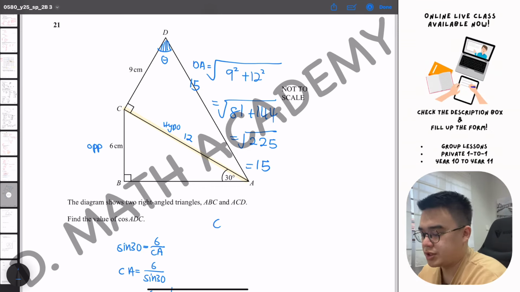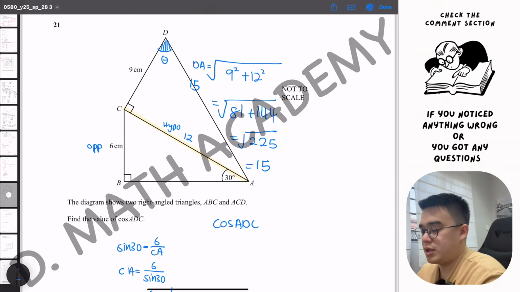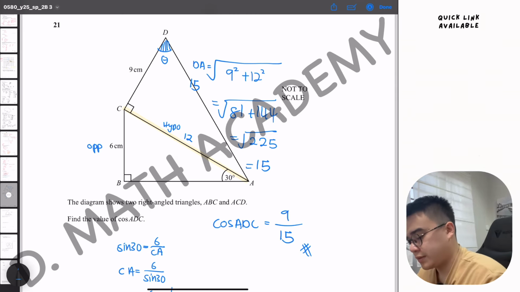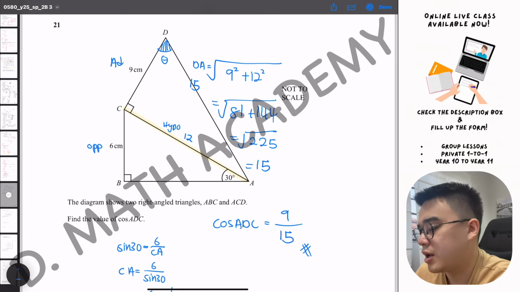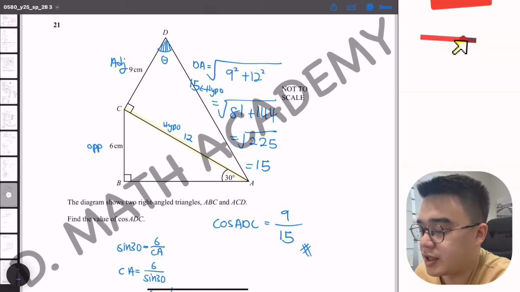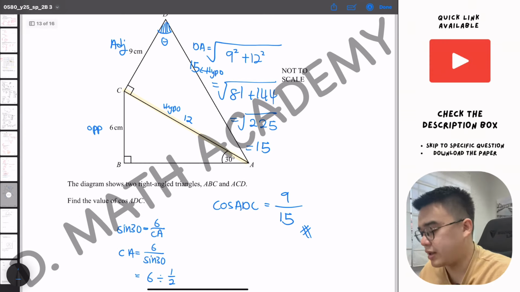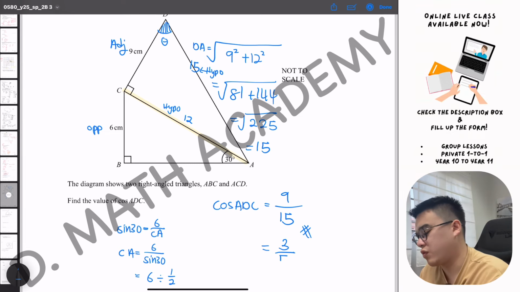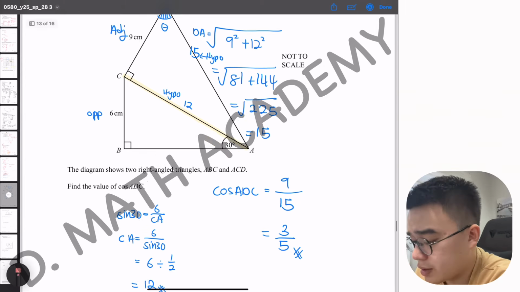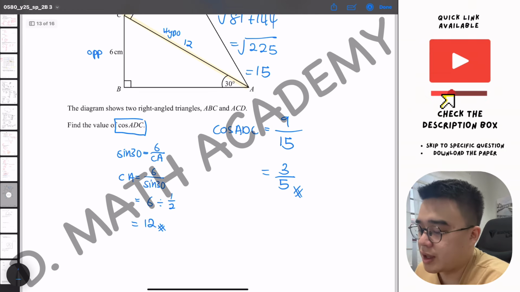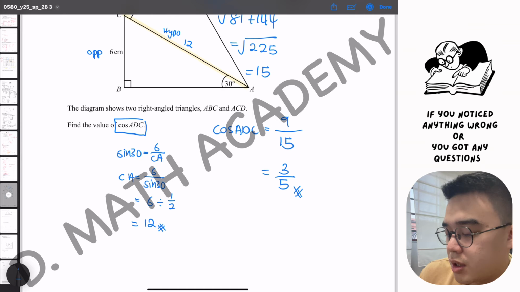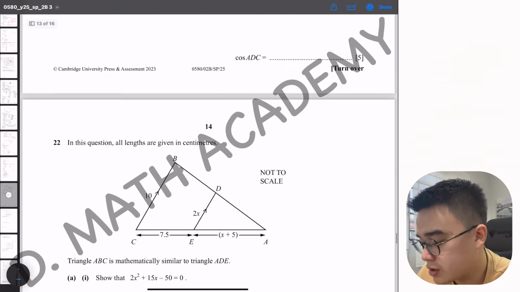Then you can proceed with your cos ADC. It's actually adjacent over hypotenuse. It's 9 over 15 because the adjacent is here, CA, and then the hypotenuse is your 15. So that's how you find your answer for cosine ADC. Can we simplify? Yeah, it can. If I divide it by 3, you'll get 3 over 5. Okay, so that's your answer. Please take note that they stopped over here and they didn't ask us to find exactly how much angle ADC is. That's why there's no need for you to shift the cosine to the other side. Okay, leaving us to the last few questions here.